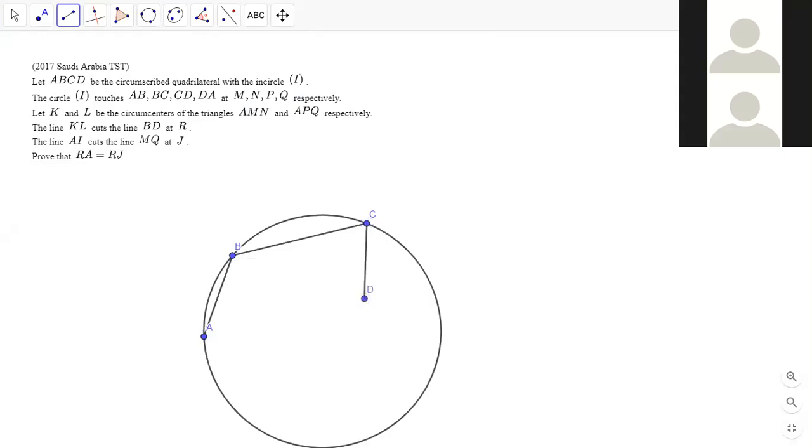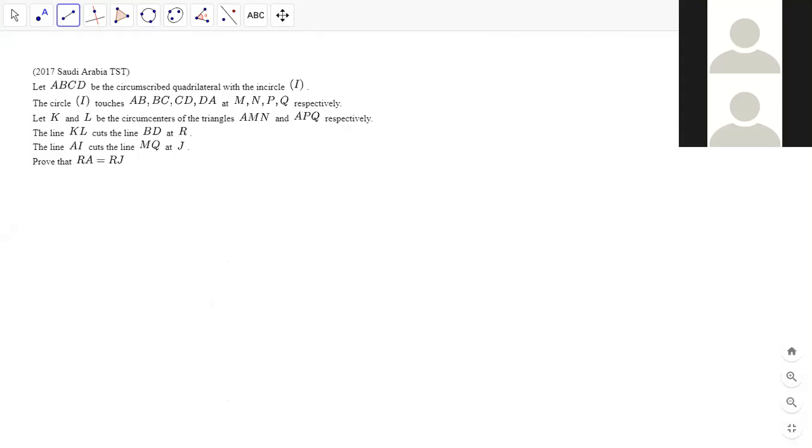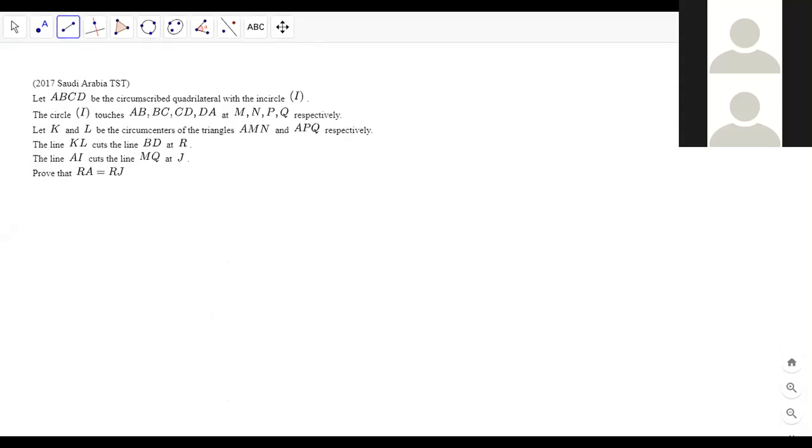Oh, whoops, it has to be, what do you call it, not a cyclic quadrilateral, but it's circumscribed about a circle. So tangential quadrilateral. Oh, this is China TST 12. All right. No, this is not the previous one. The previous one is China TST.